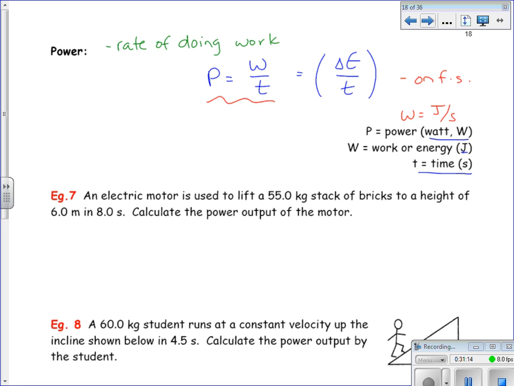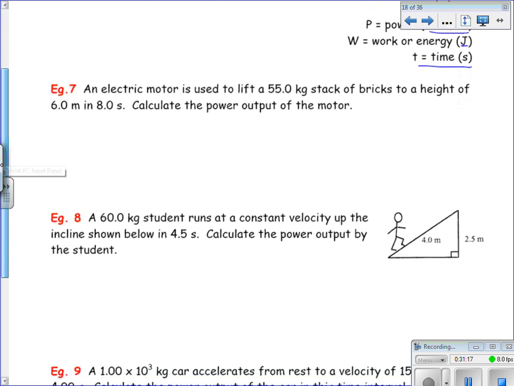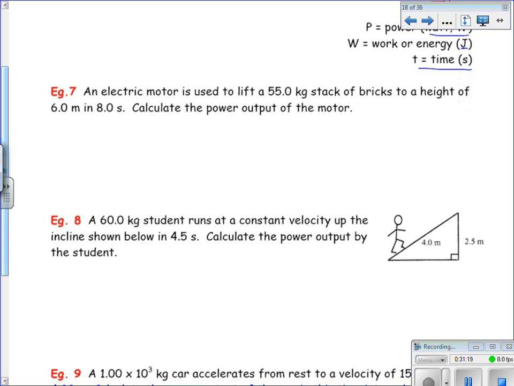Okay, so three quick examples here with power. An electric motor is used to lift a 55 kilogram stack of bricks to a height of 6 meters in a time of 8 seconds. We want to calculate the power output of the motor.